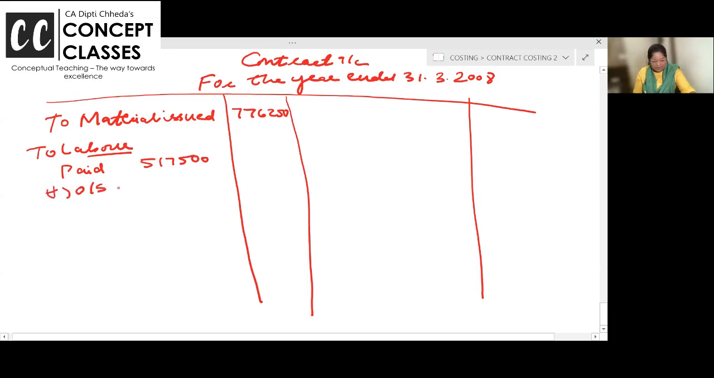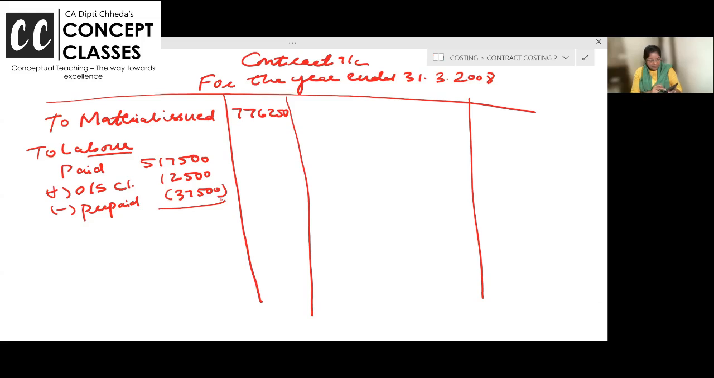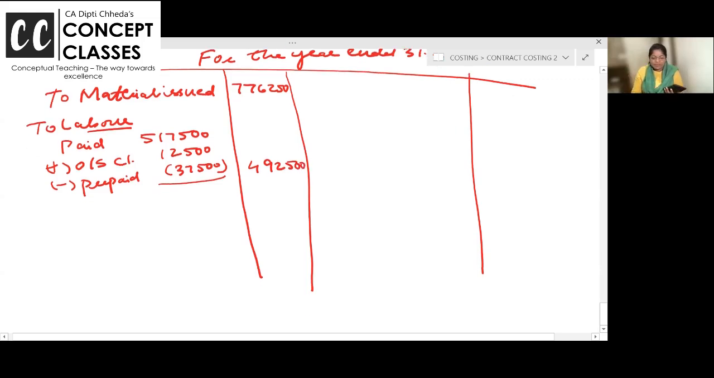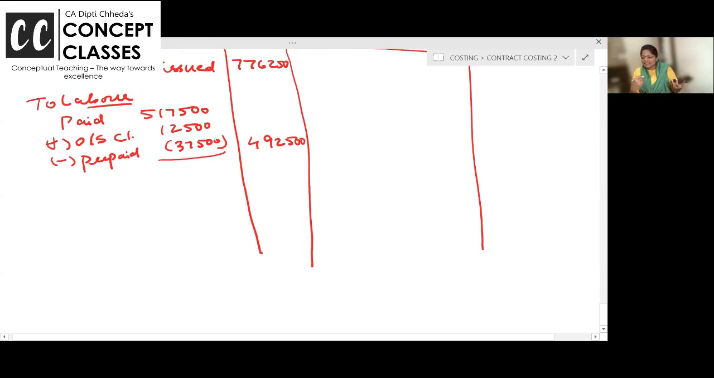Add outstanding. Closing outstanding is 12,500 you have to pay. Minus prepaid 37,500, that's it. How much are you all getting? Problem is very easy. Labor 490 to 500 is labor for the year. So we wrote it on the debit side. Just this is an added thing. Outstanding and prepaid is given, so we will do it.